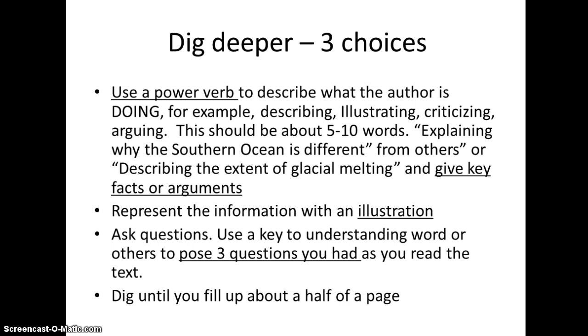The third thing that you can do is ask some questions. And what I mean by this is use the key to understanding words to pose 3 questions you had as you read the text. So for example, you could say, what is the impact of area on, okay? Impact, significance, those kinds of words. Pose 3 questions. These are questions that if I ask them to you, you should be able to give me some ideas on how you would answer that question.